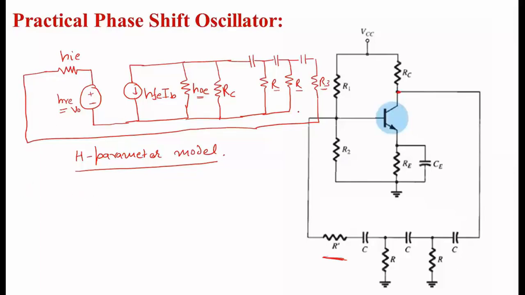So here we have R3, and this is in combination with the HIE. So if we put R3 equal to R minus HIE, and again we can write it as R minus HIE plus HIE. So let's draw again. If we neglect this HRE V, we have R minus HIE plus HIE, so we can write it as R. So let's draw again.